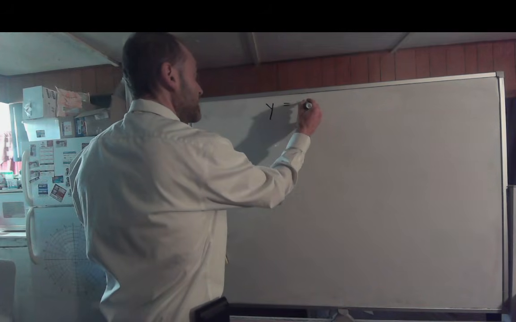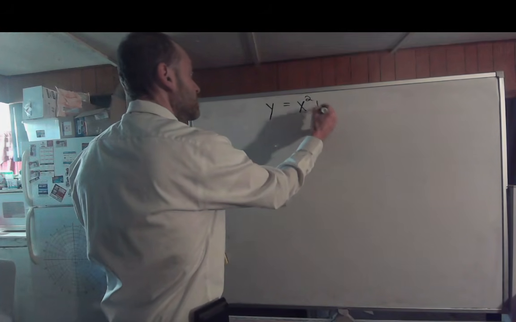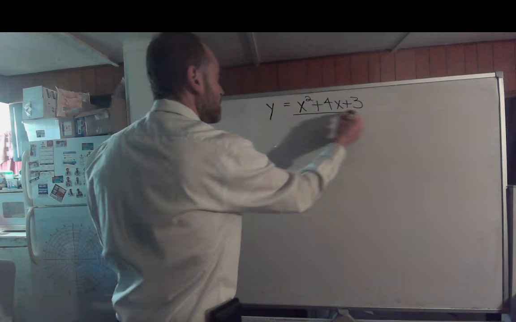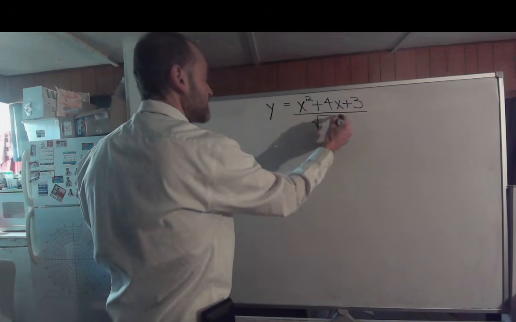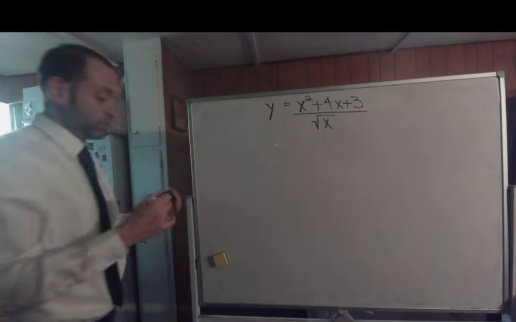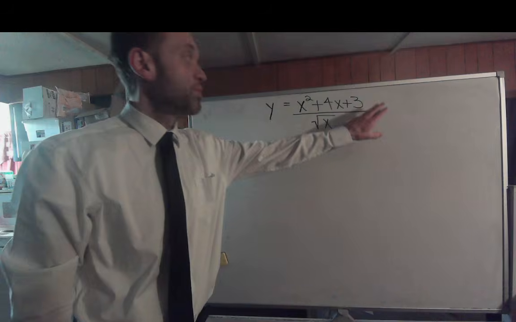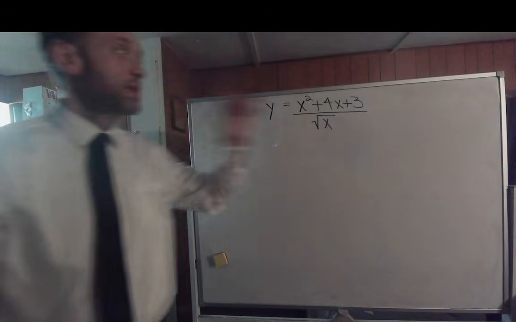So, y equals x squared plus 4x plus 3, all over the square root of x. So we have y equals x squared plus 4x plus 3 over the square root of x.